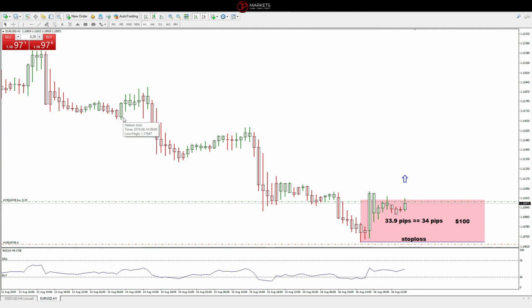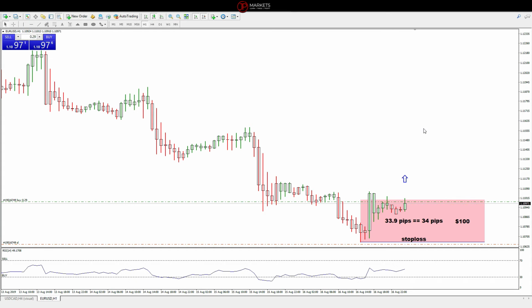Alright, so all I have to do is say modify and okay. So there we go, now I can go to sleep. I know that no matter what happens, I won't lose more than what I've put on the table, which is my $100. And if this thing keeps going upwards, I'm going to be making money just as fast as I would have lost it. Isn't that beautiful? Now I can sleep at night knowing that I won't lose more than what I want to lose.